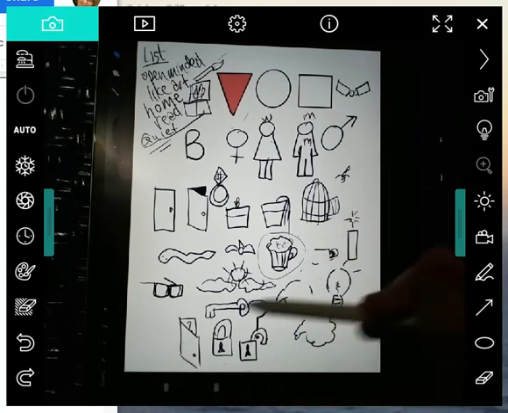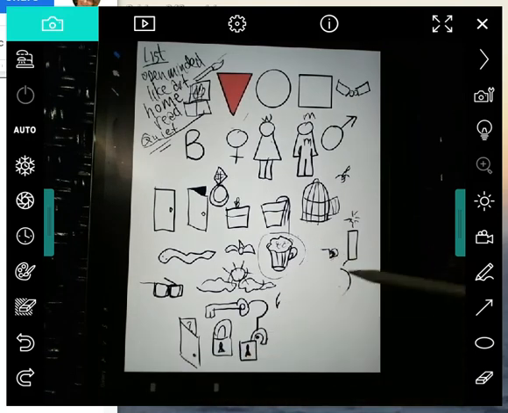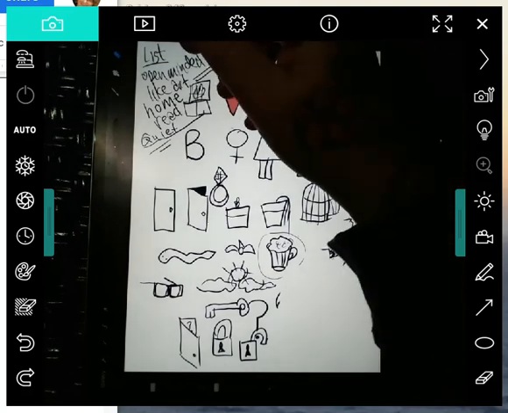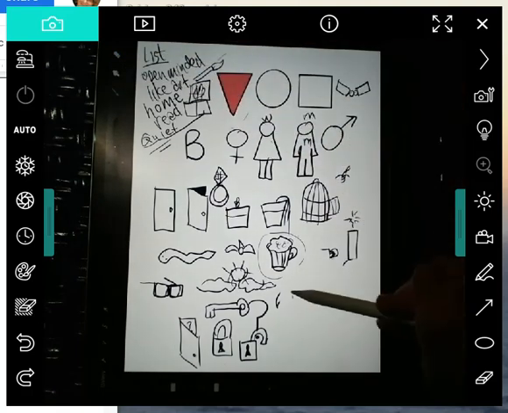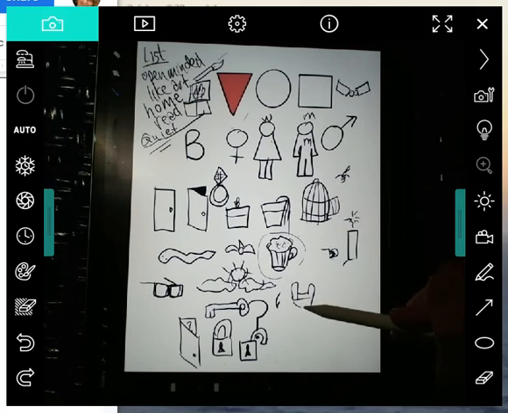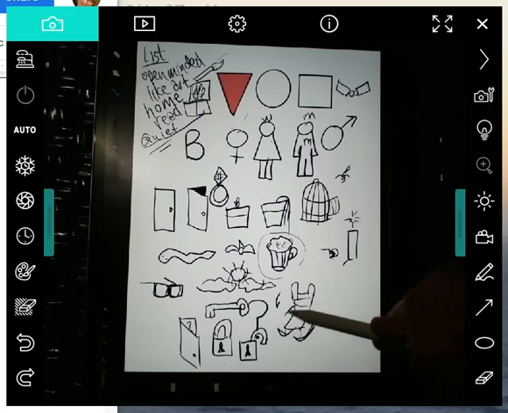Okay, let me just erase. Oh, I need more eraser. Okay, so what if I had a rocking chair? And forgive my rocking chair because it's going to be really quick, right? I have a rocking chair. What do you associate that with?